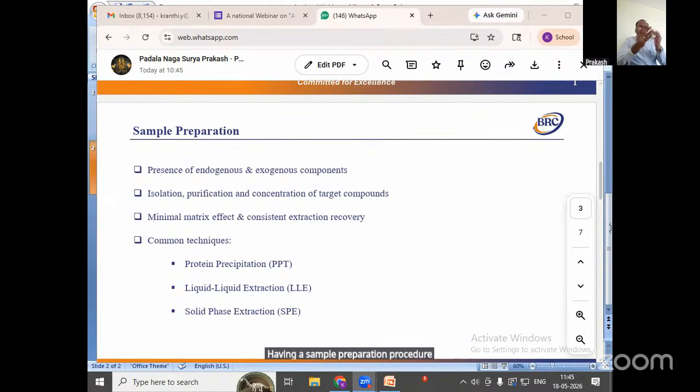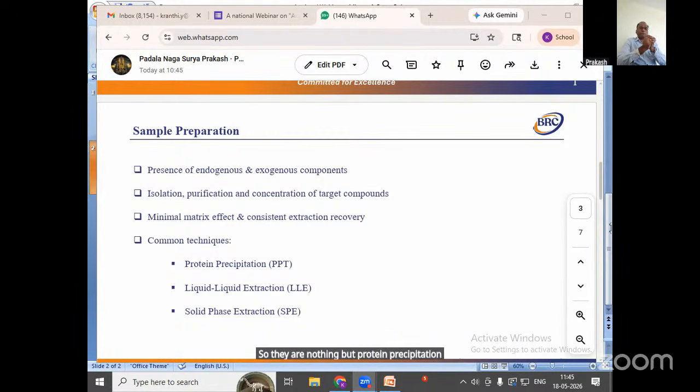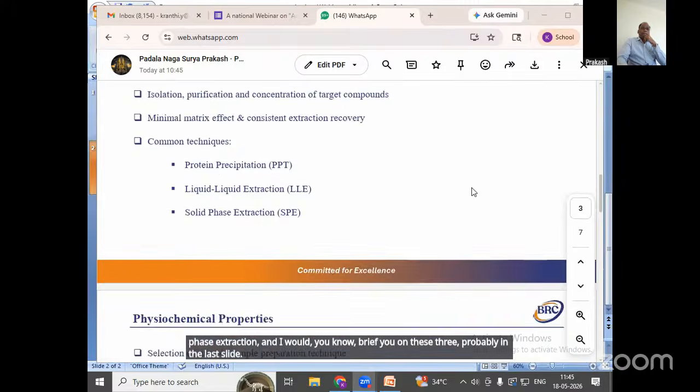As most of you know, the most commonly used techniques are only three, and within the three there are again several sub-procedures. They are protein precipitation, liquid extraction, and solid phase extraction, and I would brief you on these three probably in the last slide. Can we move to the next slide, please?